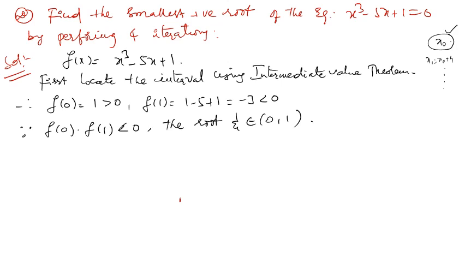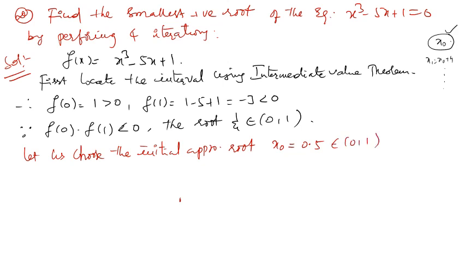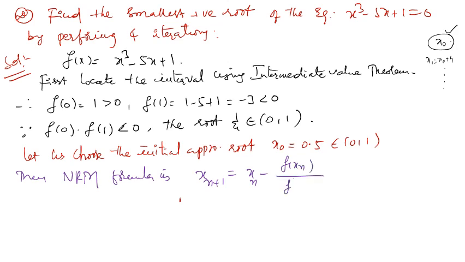Okay, isn't it right? Now let us choose, choice is yours. Let us choose the initial approximate root x0 from this interval. I am taking x0 equal to 0.5 belongs to open 0 comma 1. Then NRM iterative formula is, what is that formula? Xn plus 1 equal to xn minus f of xn by f dash xn.